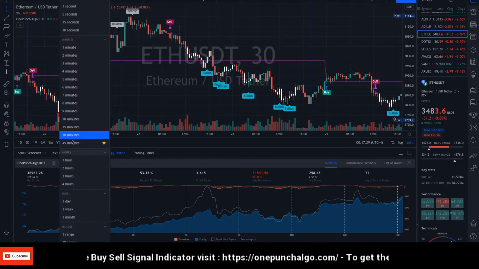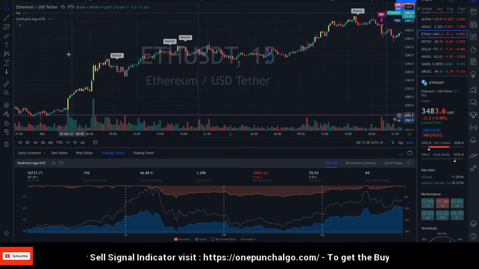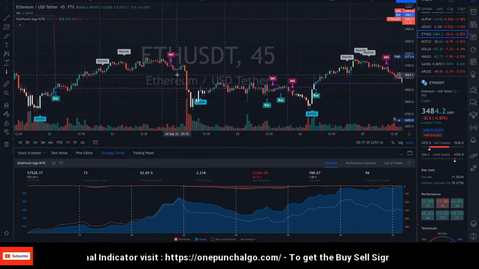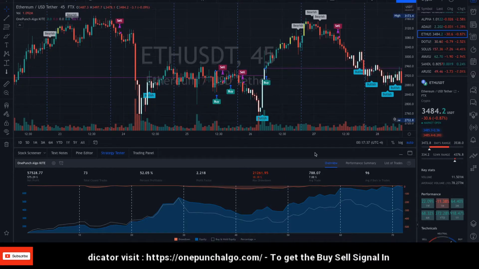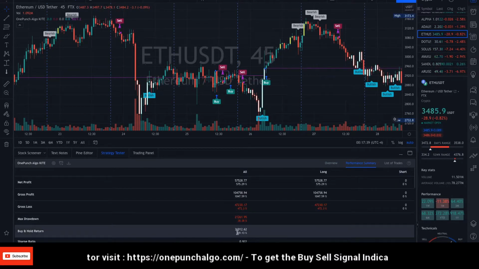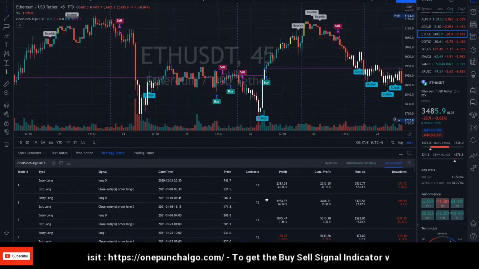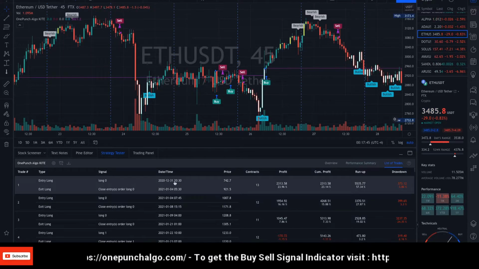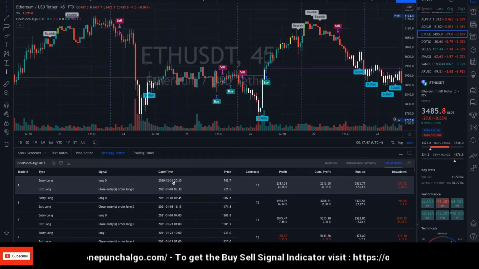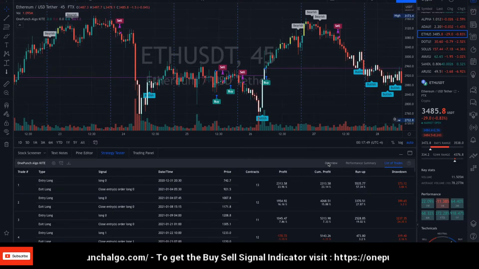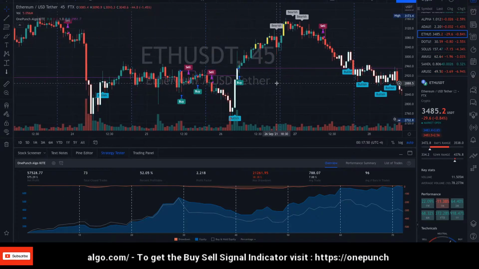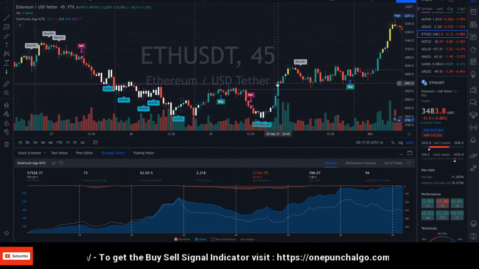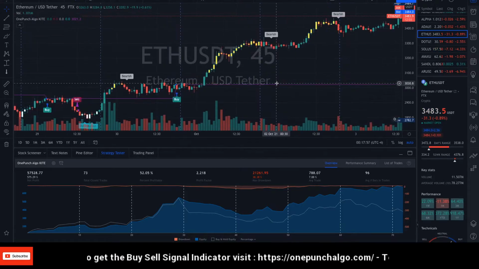I think 45 minutes beats again. Alright, so 45 minutes gave me 575 versus 369 buy and hold, starting from 2020 December 31. Alright, so this is for Ethereum. Results looking good.